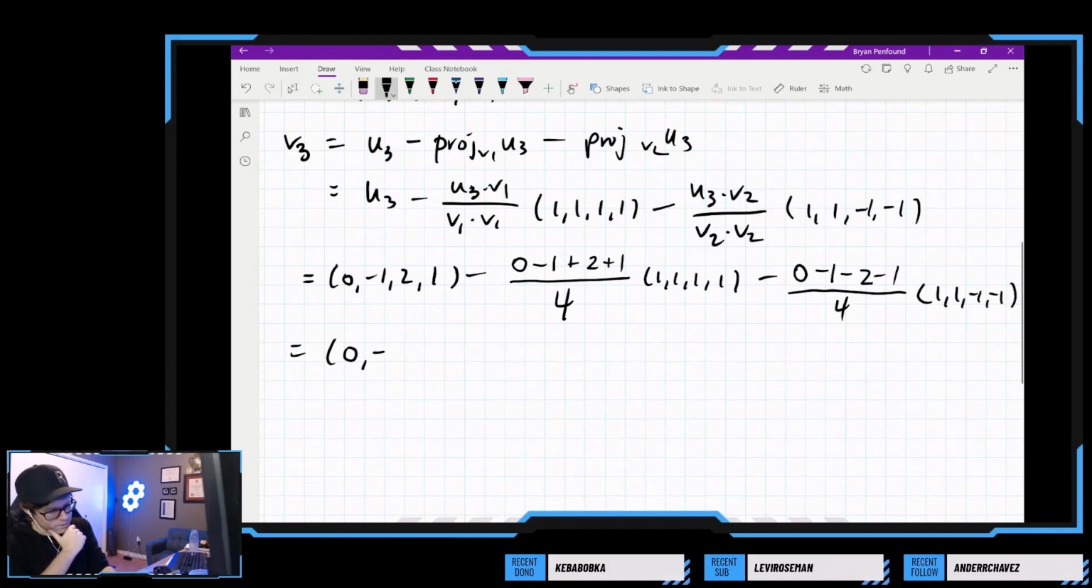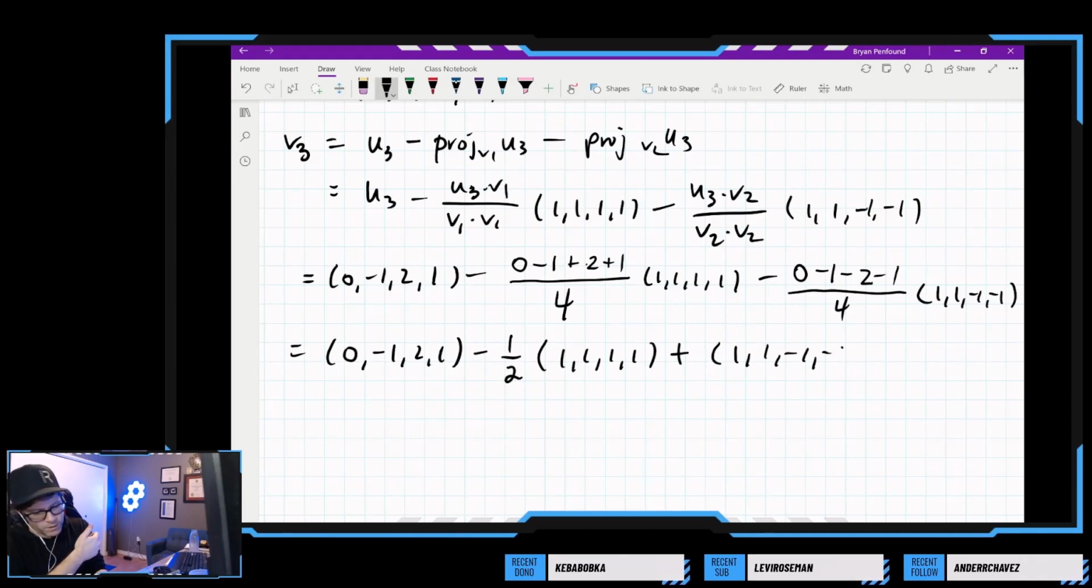Okay, so we need 0, negative 1, 2, 1. We have 2 plus 1 is 3, minus 1 is 2. So minus a half. So minus a half of this vector. And then minus, this is going to be plus 2, 3, 4. So plus 1 of this vector. There we go. I think this should hopefully be okay.